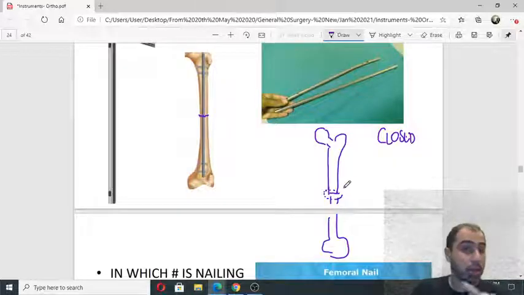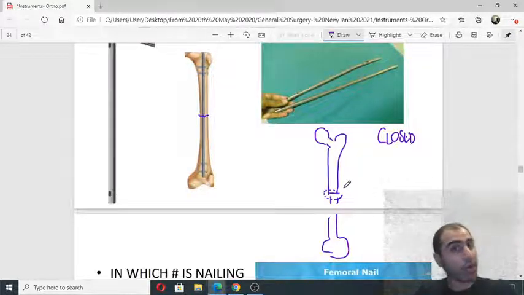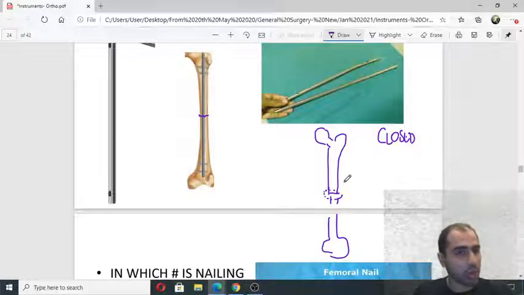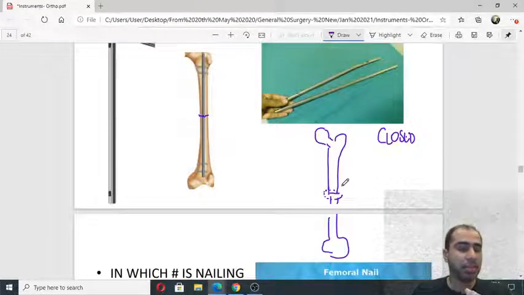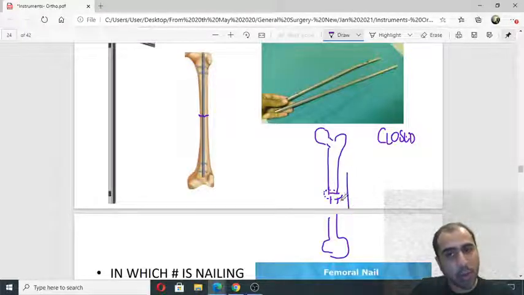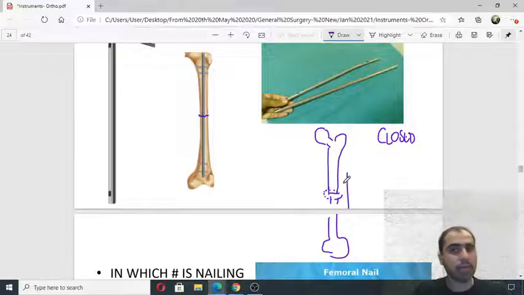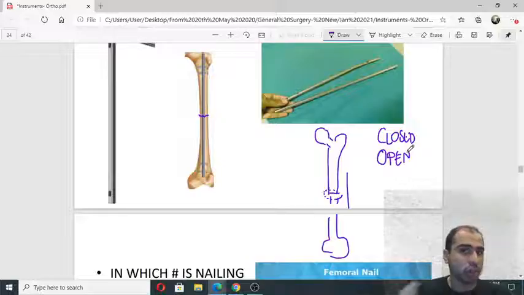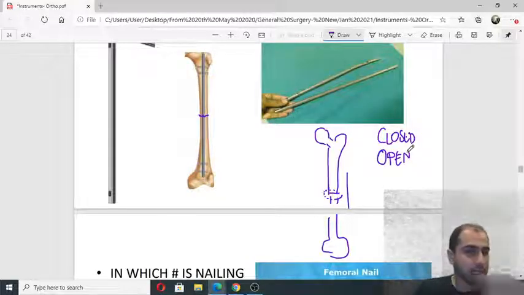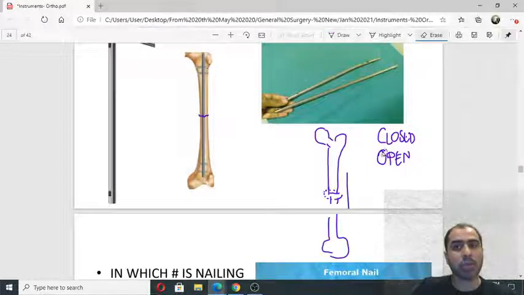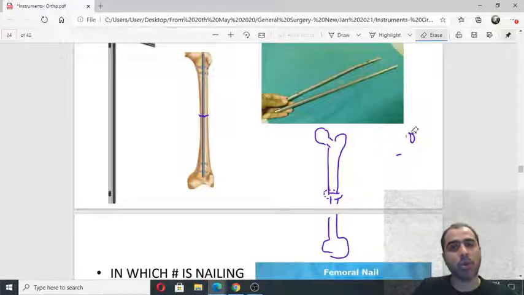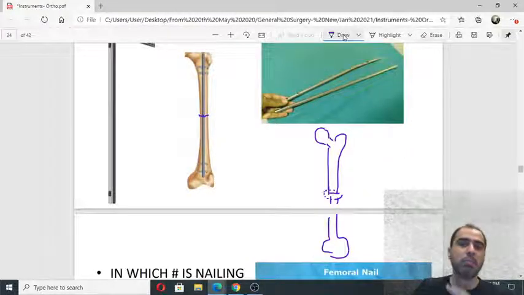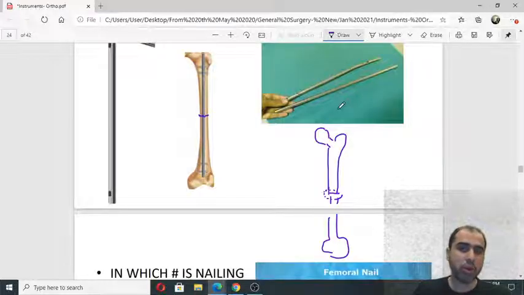That is close reduction. Please understand, close does not mean non-operative. Closed simply means the hematoma remains where it is. Open reduction means I open the hematoma and then align it. That is open reduction. But they are not synonymous as non-operative operative. ऐसा नहीं है. Okay. So I have reduced the fracture. Now I want to keep it in place, keep it immobilized, keep it aligned. So what I do is I can take either of these nails.